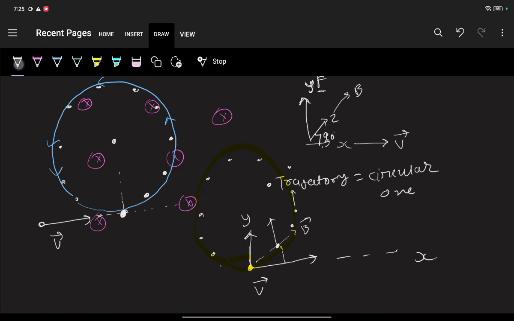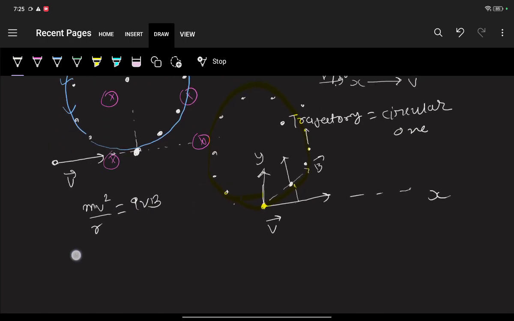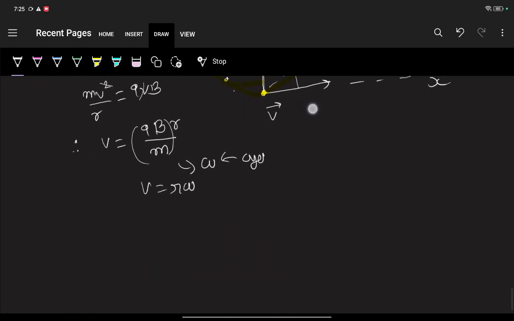Here one question: this force is providing the centripetal force. So mv square upon r would be qvB. Here you can also find out the velocity. It would be v = qBr upon m. Here qB upon m is nothing but omega, V is equal to r omega. Remember, this is known as the cyclotron frequency. We will discuss this in an upcoming segment. Don't worry, but I'm telling you that this is the cyclotron frequency.